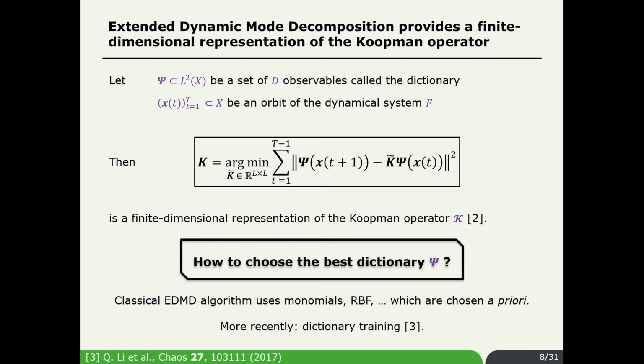Classical methods address this question by choosing some dictionary functions a priori. So they use monomials or radial basis functions, for example. But more recently, some people proposed to train the dictionary using a feed-forward neural network. You can read their work in the reference given here below. Following their idea, we propose to train the dictionary using a completely different neural network, a recurrent neural network with a leaky dynamic and verifying the echo state property. In other words, the so-called reservoir computer. Let us see what it is.